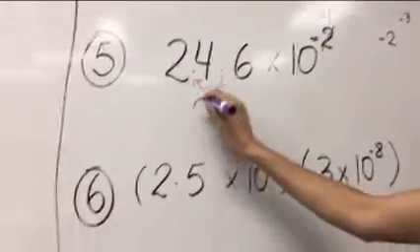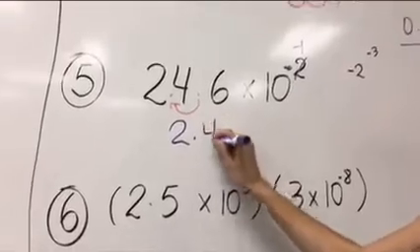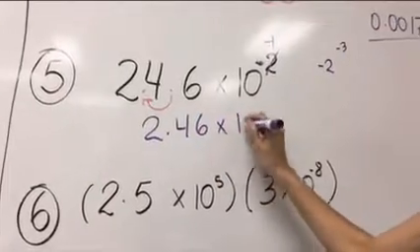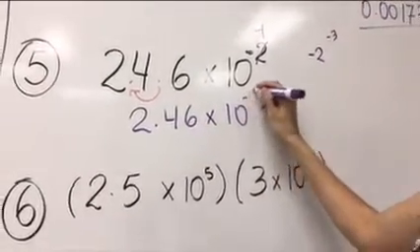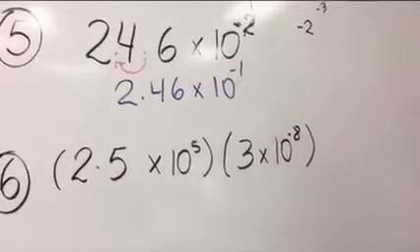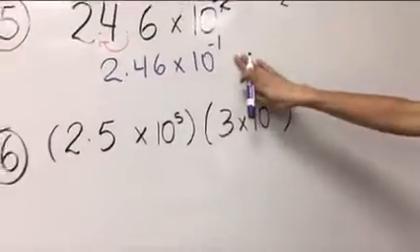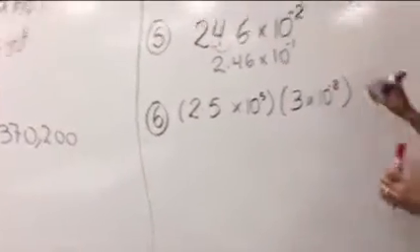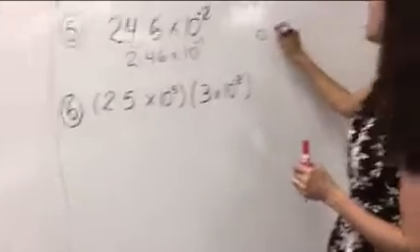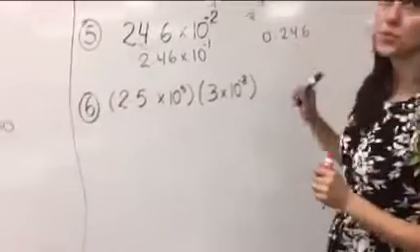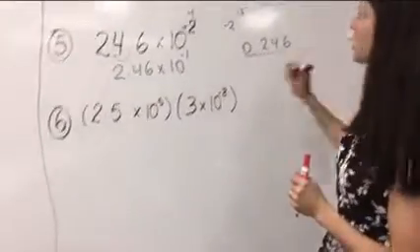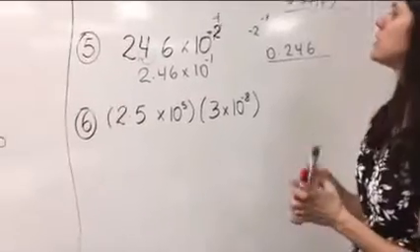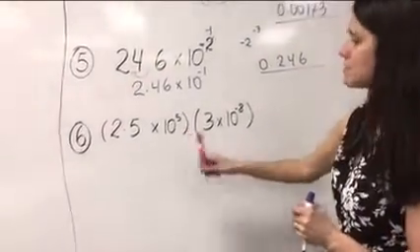So that is going to be 2.46 times 10 to the -1 power. Just leave it at that because it's asking you to adjust to scientific notation. Some people try to do 0.246. Don't do that because that is not in scientific notation. That's standard form. Next one is a multiplication.